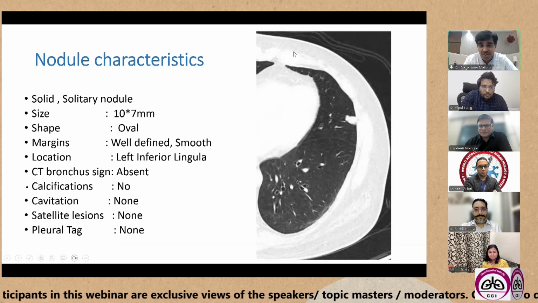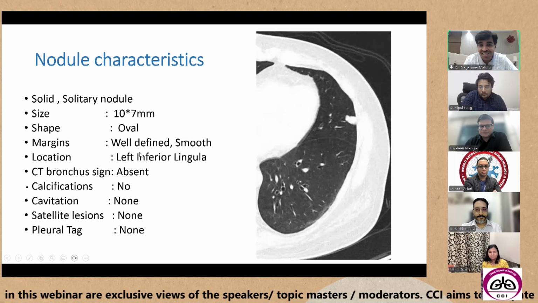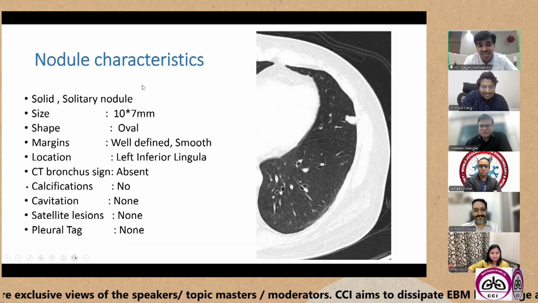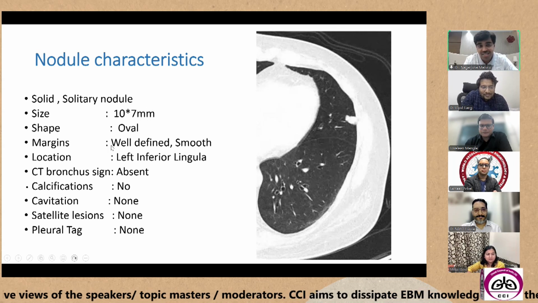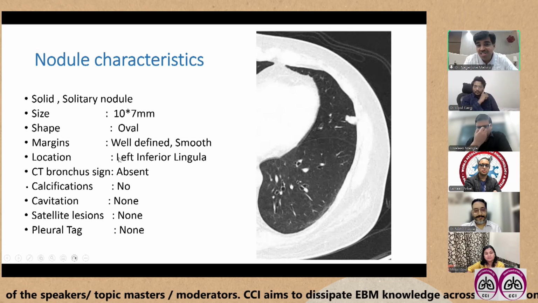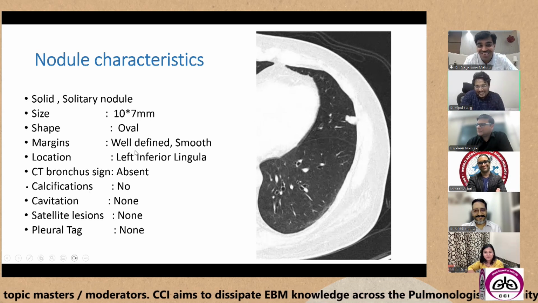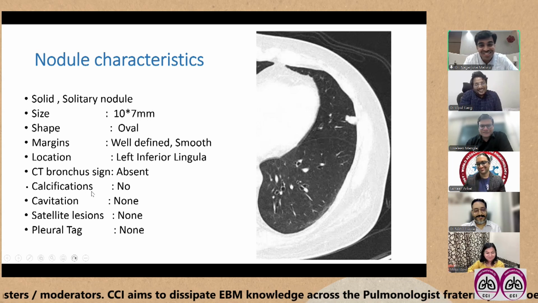Dr. Nikhil has already told us that we have to look at all these things. So we are all following Dr. Nikhil and documenting all these things, the size, shape, margins. Here CT bronchoscopy is not there. So Vipul is upset that we won't be able to reach the nodule. CT bronchoscopy is not there.